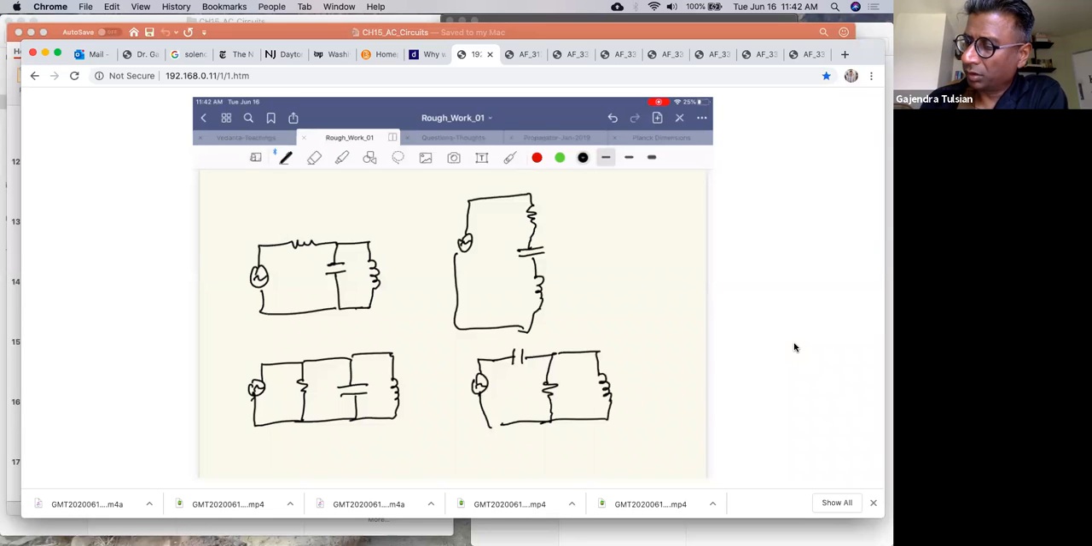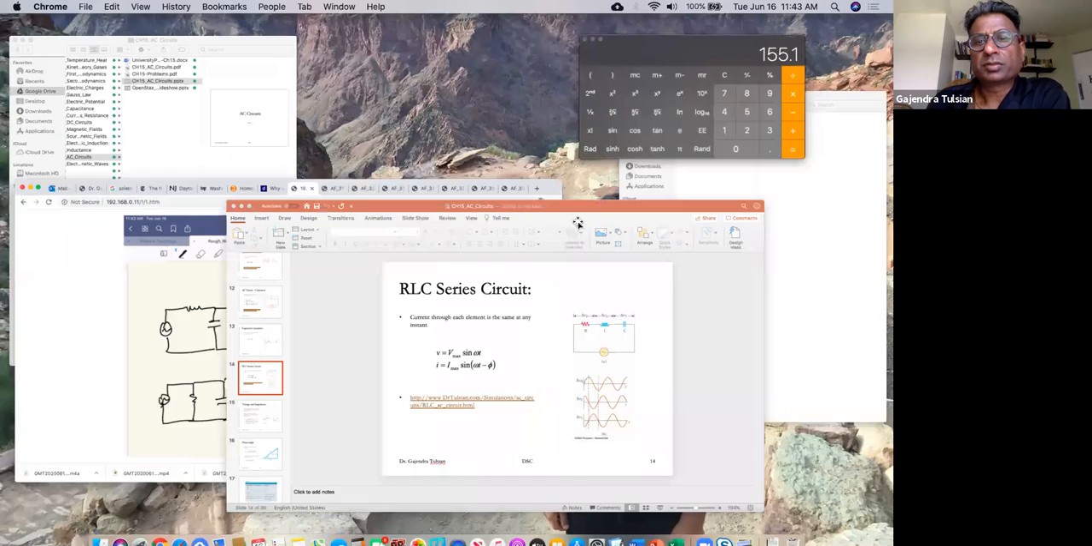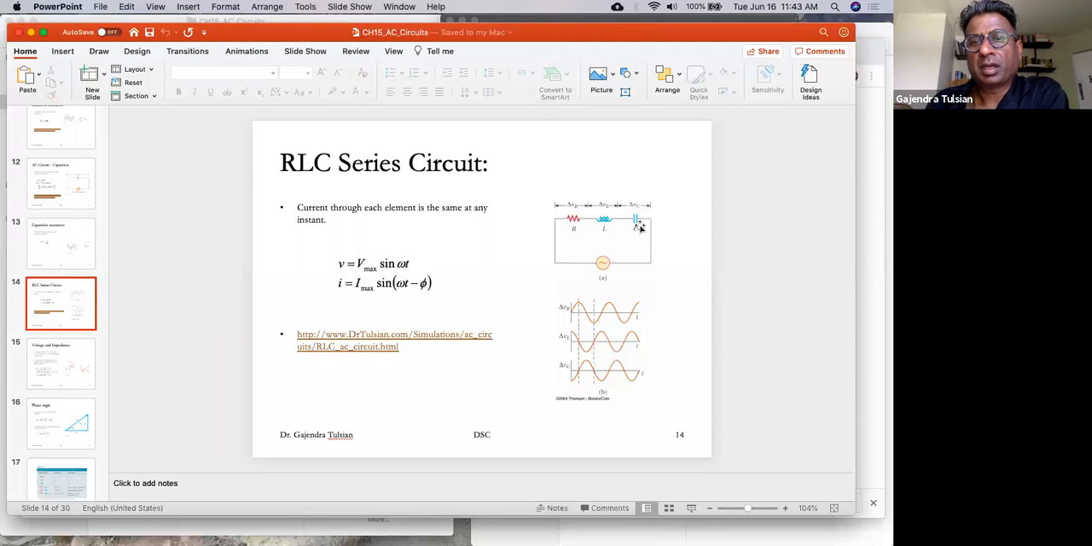Okay, so there are several other diagrams. This is the only one we're considering. Okay, we're not considering any of these other ones. So this is a series RLC circuit. So RLC series connection. Okay, that's what we're looking at. All right, so resistor, inductor, capacitor circuit elements connected in series.